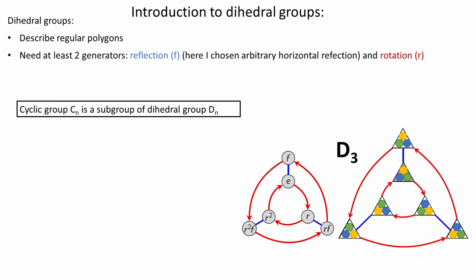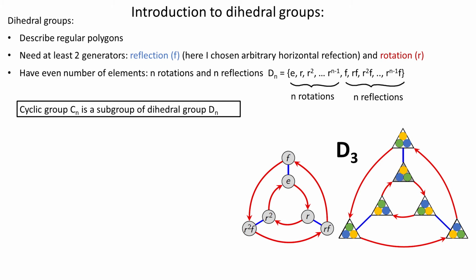Let's show it. Let's start at the shaded triangle, let's do rotation, and then horizontal reflection, and the overall effect is that of another reflection. Super cool. Only with a single reflection, in that case I chose an arbitrary horizontal reflection, and a rotation r, we were able to create the effect of all the other reflections.